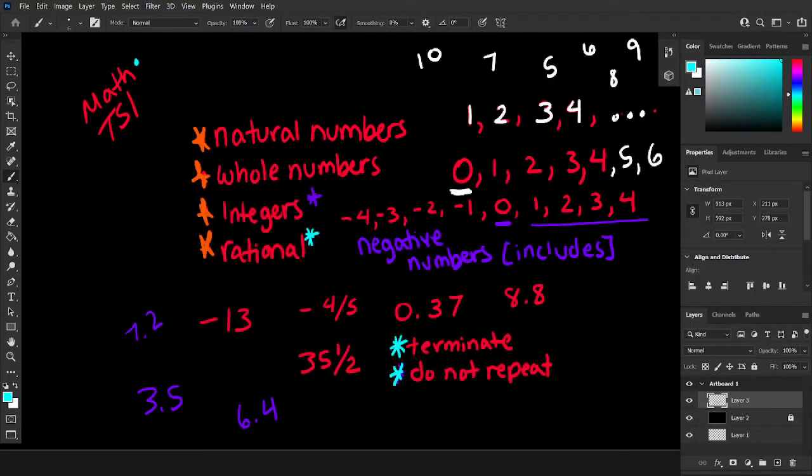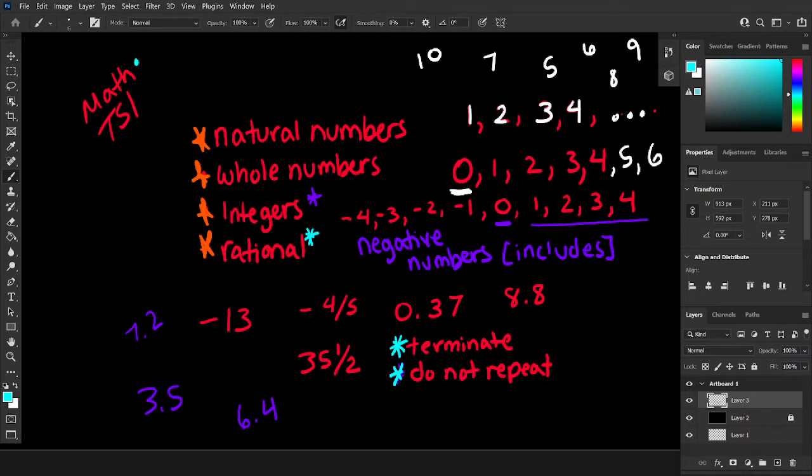Hello, hello, hello. My name is Sarah C5, and today I'm going to talk about natural numbers, whole numbers, integers, and rational numbers. Now, natural numbers can be like 1, 2, 3, or 4, and so on.